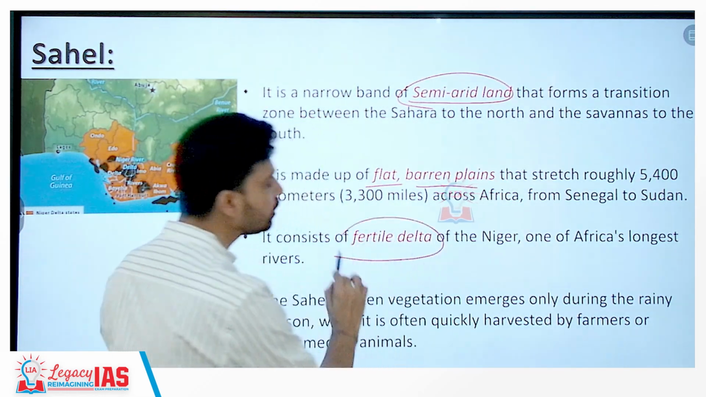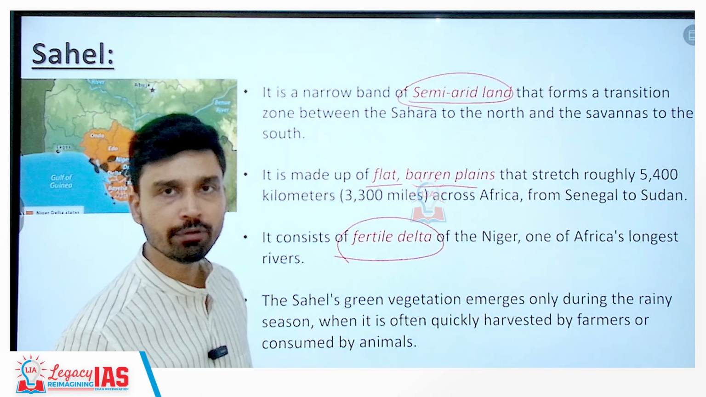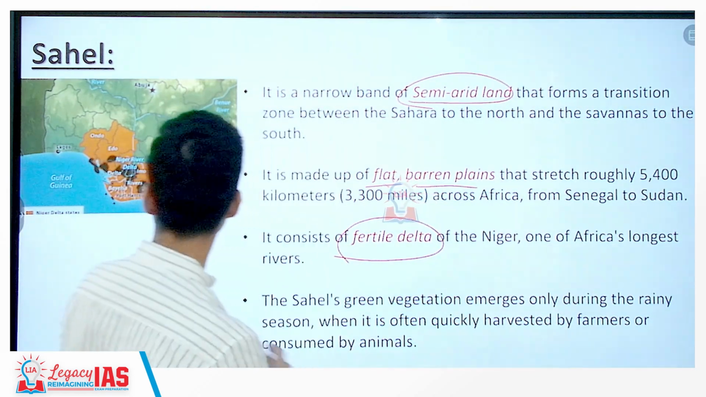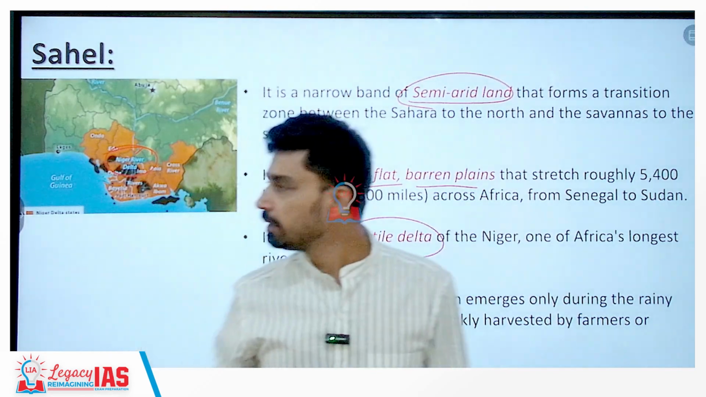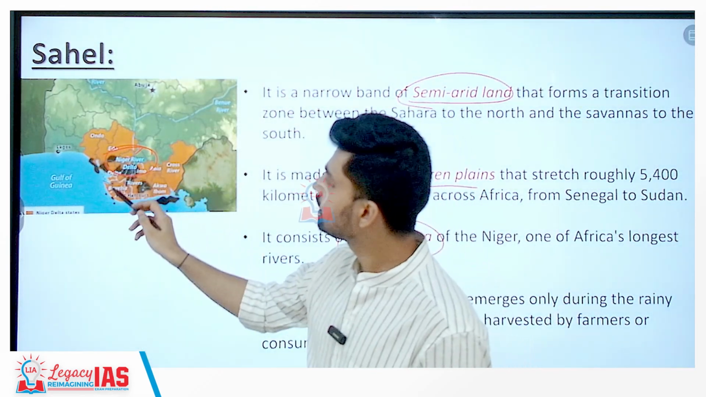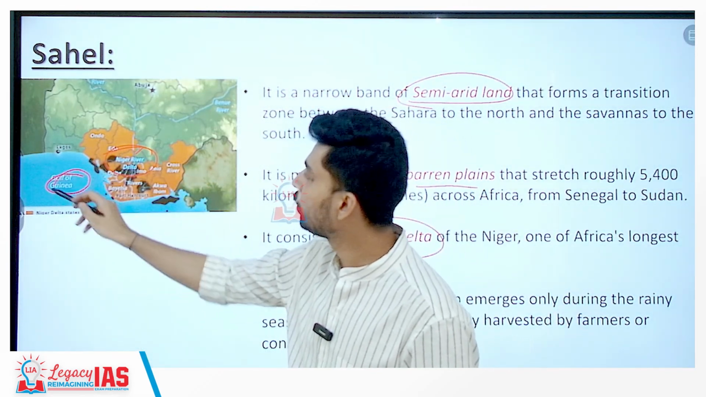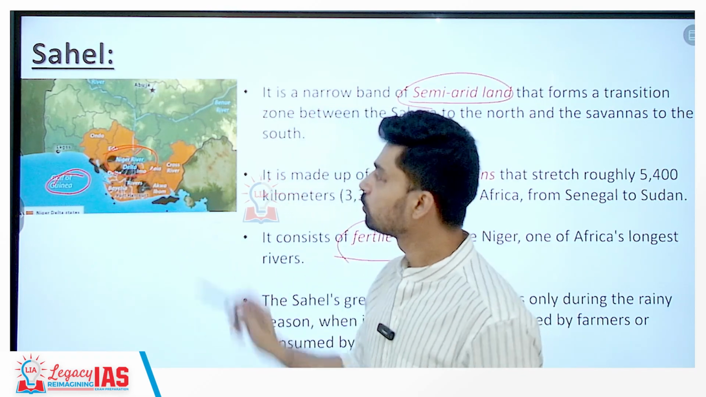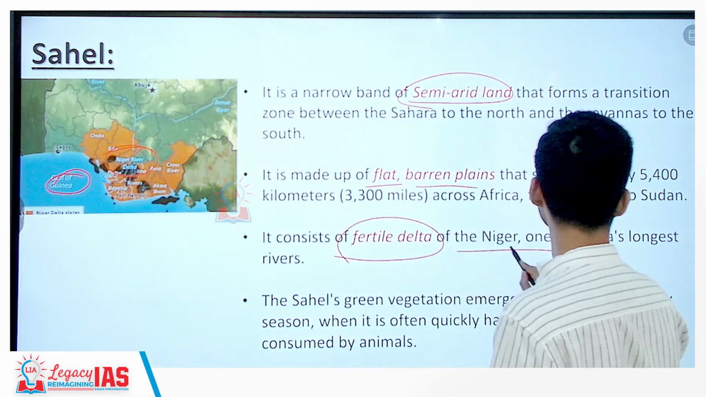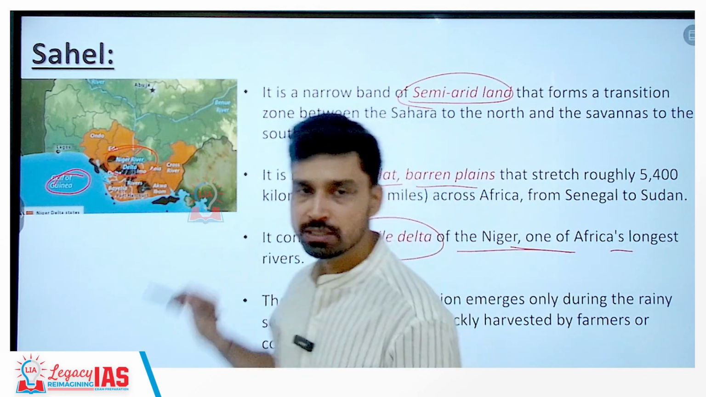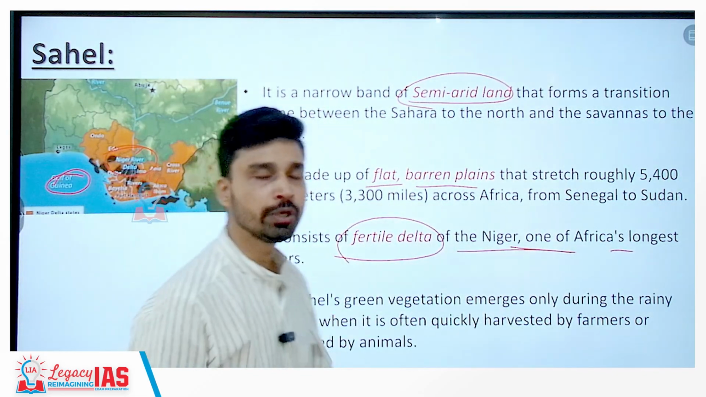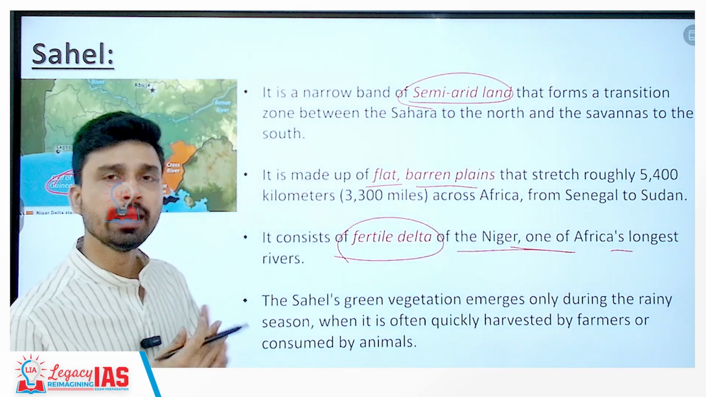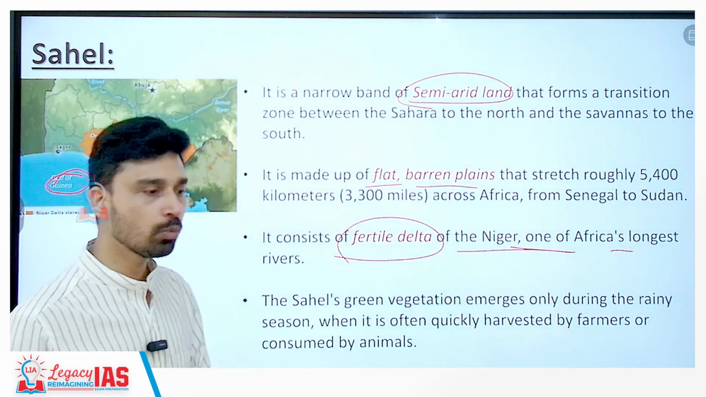Also in this region, due to the flow of certain rivers, you will see the formation of fertile deltas. The most important of those is the Niger river delta, as you can see from here, that is going out into the Gulf of Guinea. So the Niger river delta is one of the fertile regions, and Niger is also one of the longest rivers of Africa.